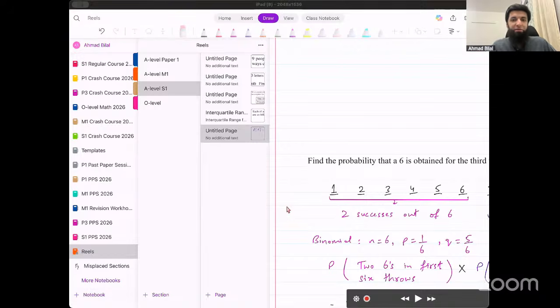For all diagrams, please make sure to use a pencil. For all diagrams, use a pencil. Use a pencil for cumulative frequency curve, for histogram, for box and whisker plot. Stem and leaf diagram is also a diagram, right? We also draw that using a pencil.